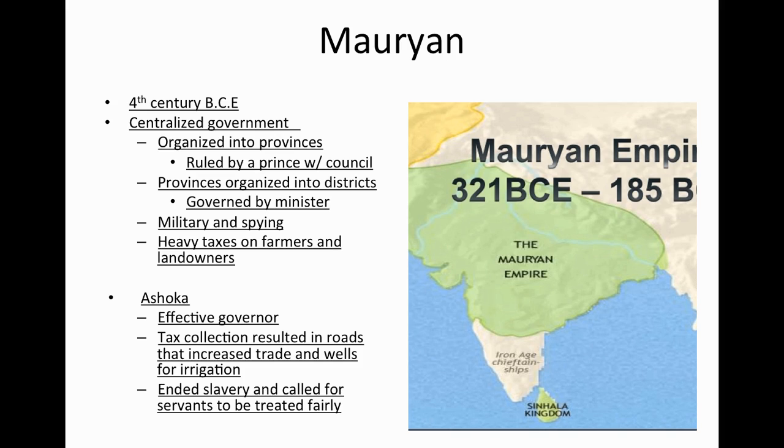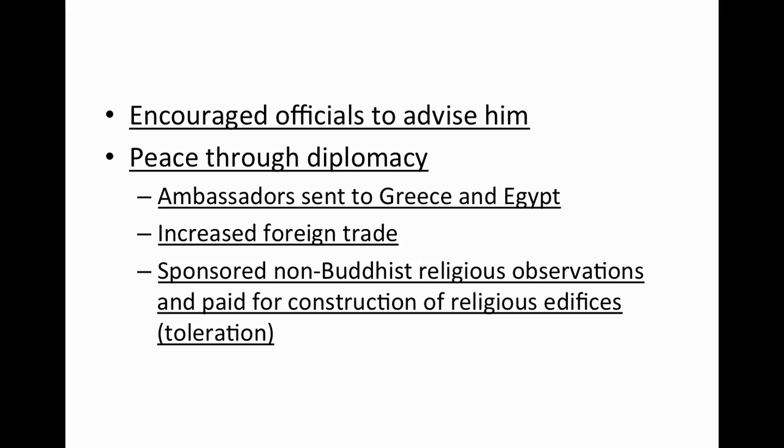And remember, Ashoka was a very effective governor. He too implemented tax collection, and that was used to build wells, improve and fix roads, protect roads, develop irrigation systems. He is going to end slavery, and he's going to call for servants to be treated fairly due to his Buddhist beliefs. He did believe in peace through diplomacy. He became less of a conquering hero and kind of encouraged, again, diplomacy and ambassadorship.